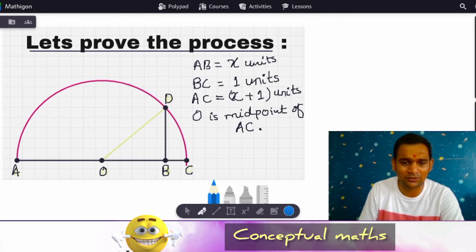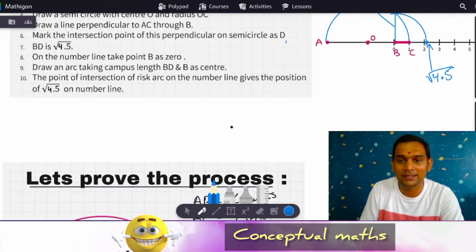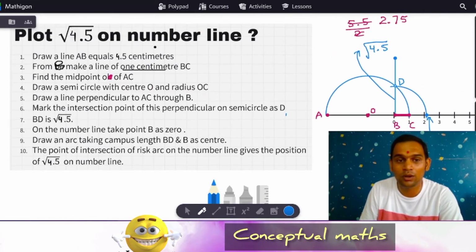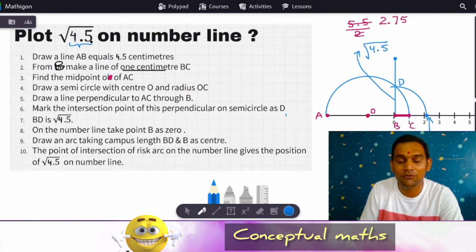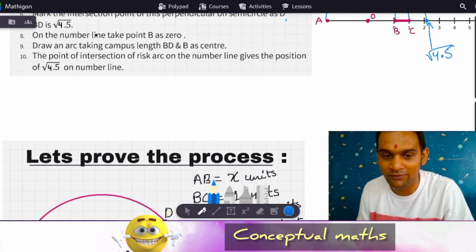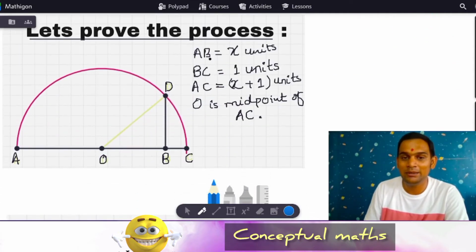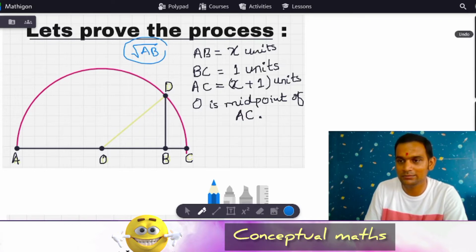Now this is the exact same figure which we got. Now we told that this is nothing but square root of x. So what we have done, we have taken AB as x. So AB as x, what was the first step? AB, we took whatever we had to prove, right? 4.5. We have to prove root 4.5. So we took AB as 4.5. So here we have taken AB as x. That means we have to plot square root of x.